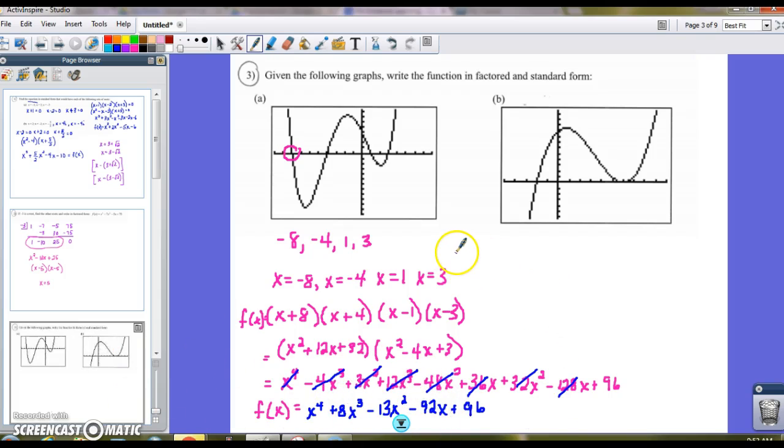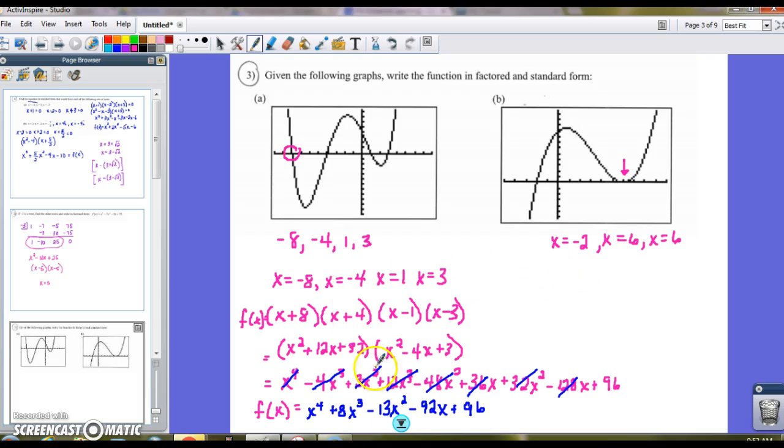Okay. Same idea with letter B. In letter B here, we have 3 roots. And the reason I know it's 3 is because here I'm touching the x-axis and I turn. That means it has a multiplicity of 2. So at x equals 6, I have a multiplicity of 2. That means x equals 6 and x equals 6 are roots. And then also x equals -2.